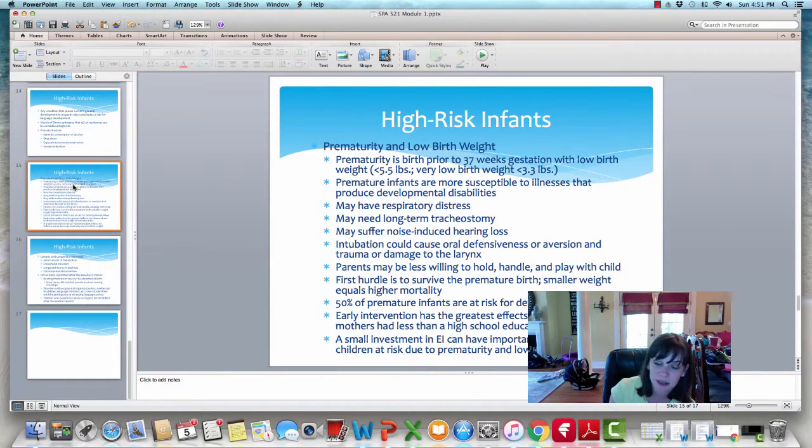My friends who had the child at 32 weeks, 33 weeks gestation, they were very educated. They were talking to me as their SLP friend about what they should be looking for within their child. They were utilizing their resources. They had that because they were college-educated individuals. So, but we can look at this and say that that small investment in early intervention can have important effects for children at risk due to prematurity and low birth weight, long-term effects. We're saving money essentially by providing the service earlier because those children will need less support as they grow older.